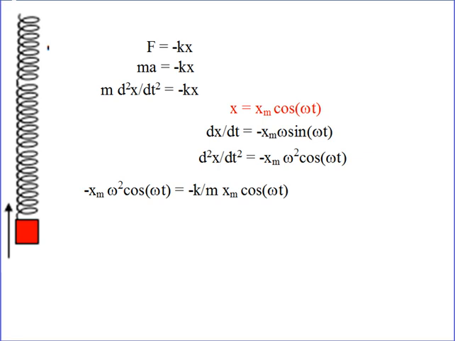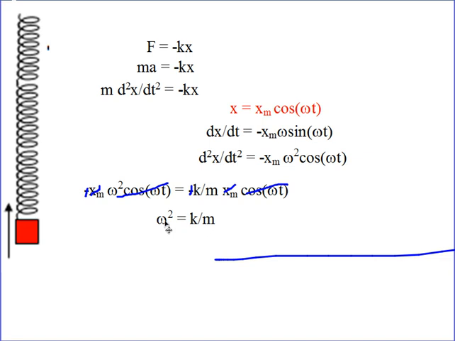If I draw some lines through things, we'll make them blue lines, that here you have cos omega t, and here you have cos omega t, here you have x max, and here you have x max. And you've got a minus here, and a minus here. So everything's looking good for this equation to be true, if indeed omega squared is equal to k over m, which we will work with later.